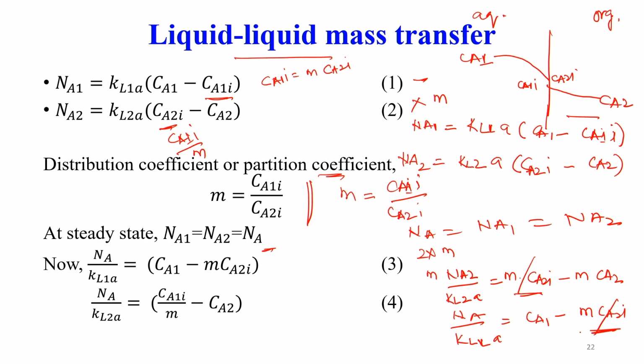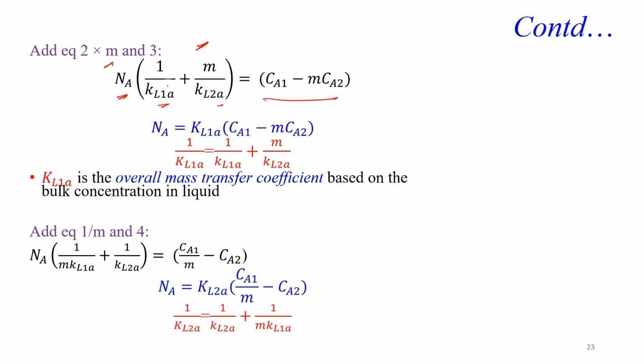If you add, this will be cancelled out. So, we will be having Na taken out. So, this will be Na times (1 upon KL1 A plus M upon KL2 A) equals Ca1 minus M into Ca2, and this whole term is called now the overall mass transfer coefficient.